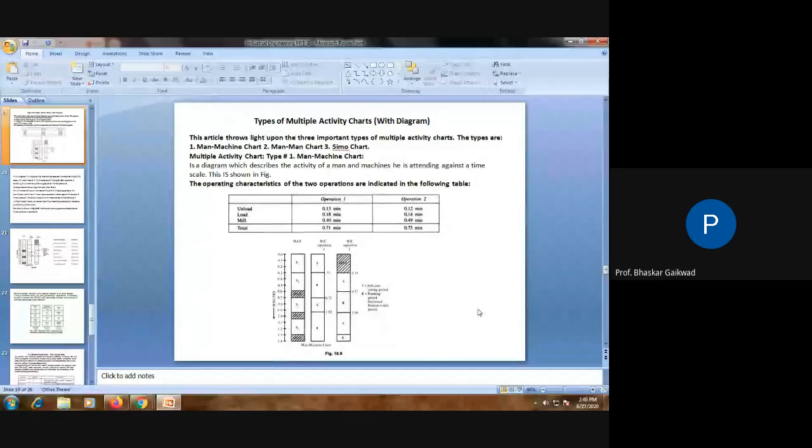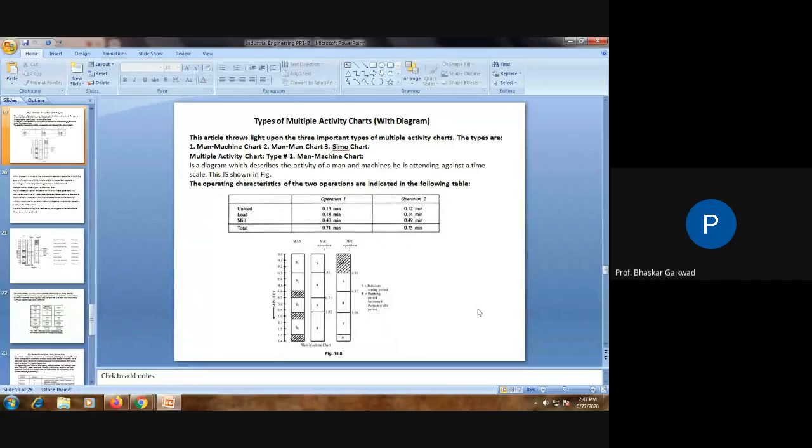Multiple activity means more than one activity. So here one man is handling two machines, which means there are two activities. One man can handle one machine at a time, and at that time the second will remain idle. So once the second is running, the first is setting. While the first is setting, the second is running, or both will go on running.